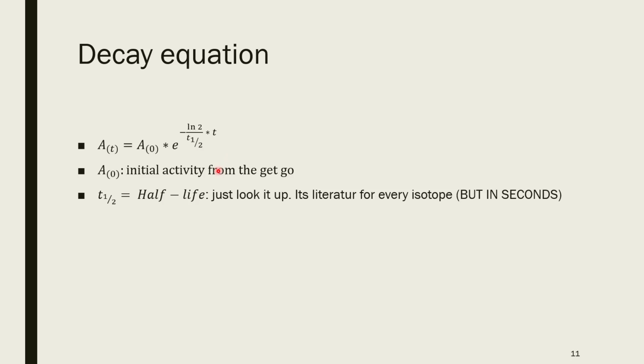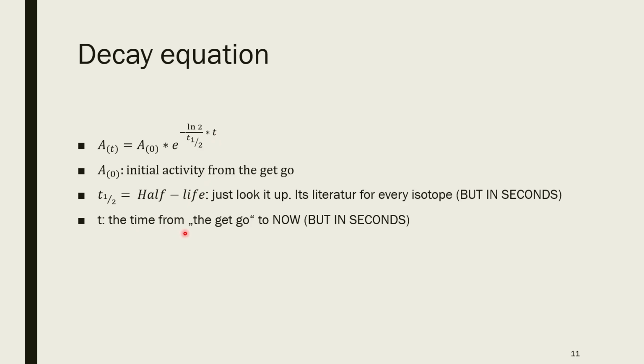There is a button on the calculator. T1/2 is the half-life. Just look it up. It's literature for every isotope. But I like to convert this into seconds because we are talking about becquerel. It's not really necessary. It's just necessary to keep T1/2 and t in the same unit. But since we talk about becquerel, which is a unit based on decays per second, I just like to use seconds to calculate stuff. It's a bit more intuitive approach, in my opinion.